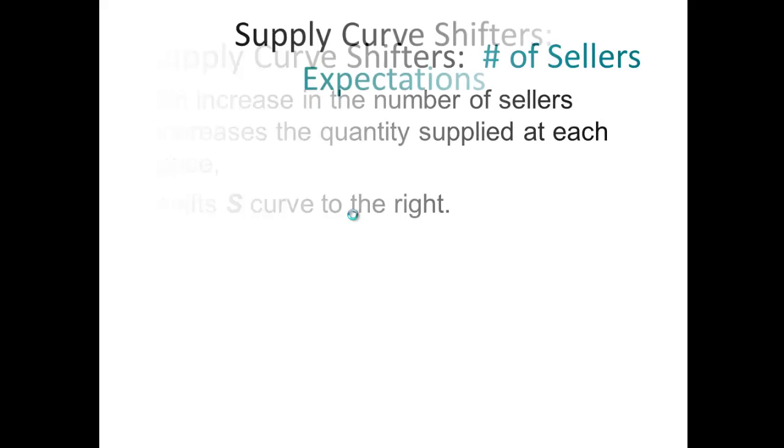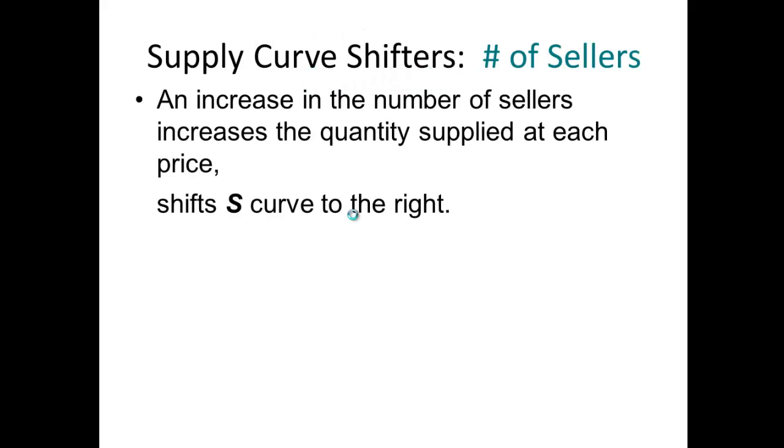The third shifter is the number of sellers. And this is similar to demand with the number of buyers. As more and more sellers enter the market, then supply increases, the quantity supplied increases, which causes the supply curve to shift outward.